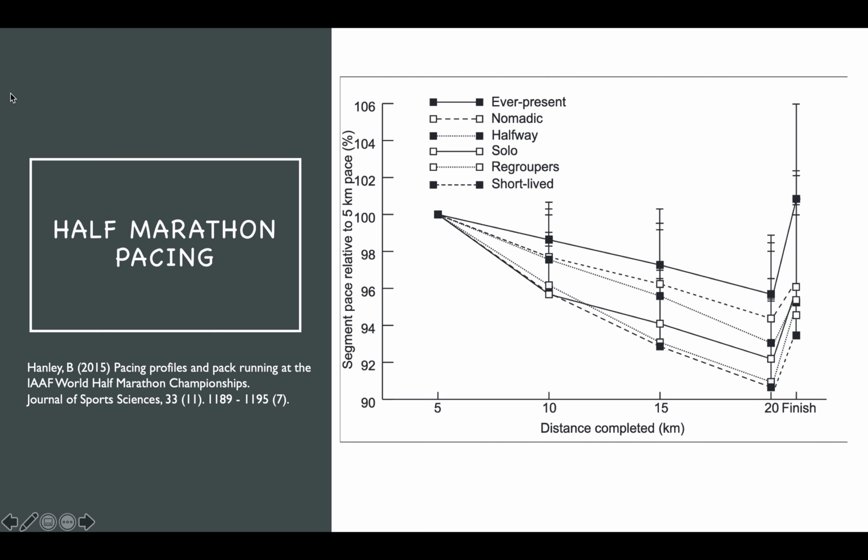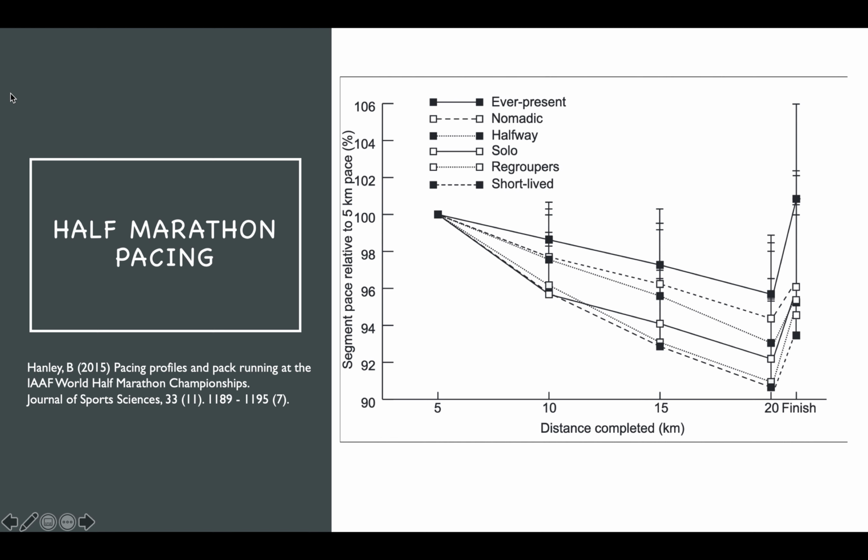The other interesting thing that they did in this study was they looked at the pack profiles. So they had 6 different groups. The ever-present group was the group of runners that stayed in a pack throughout the whole race, and they stayed in the same pack of runners throughout the whole race.